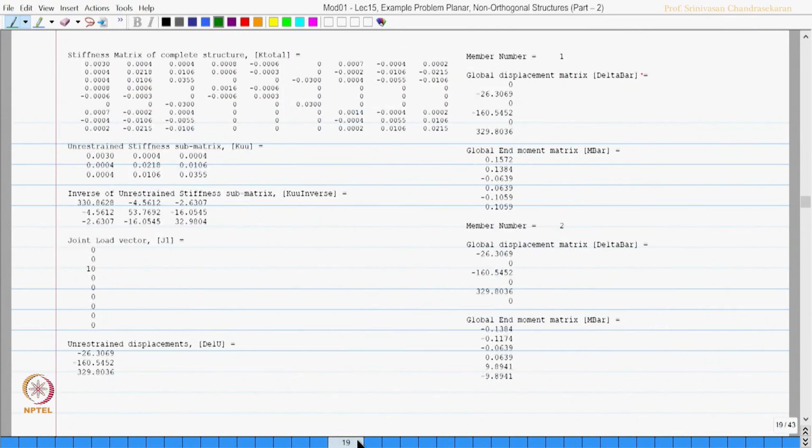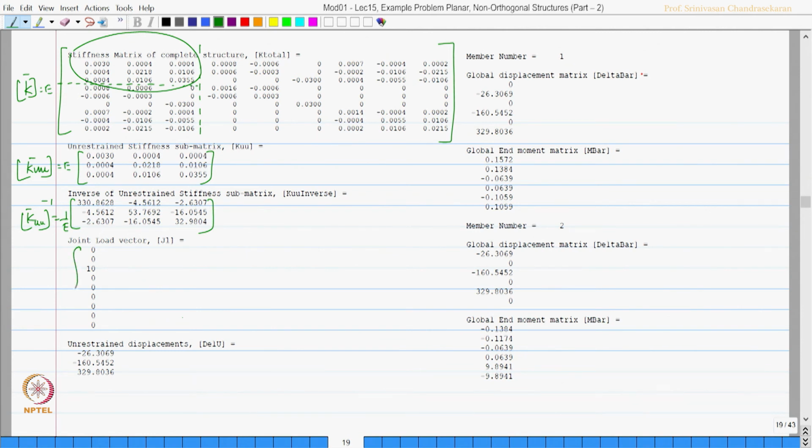Once I have this, I assemble it and get the total stiffness matrix, which is 9 by 9, K bar total, where E is constant outside. From this I pluck out only the submatrix UU, which is 3 by 3, and write it as K UU bar with E outside. Then I invert this matrix and get K bar UU inverse with 1 by E outside.